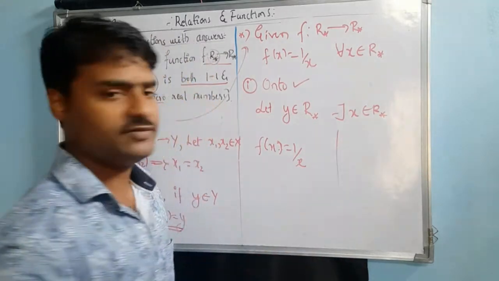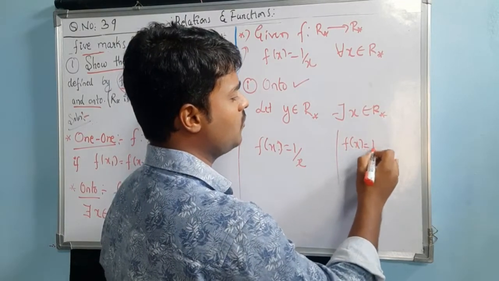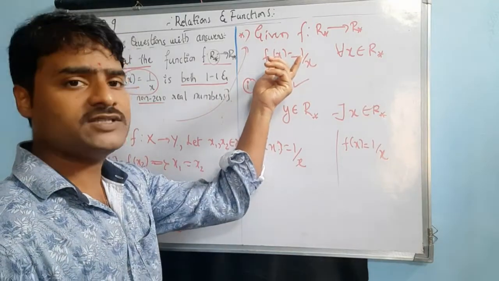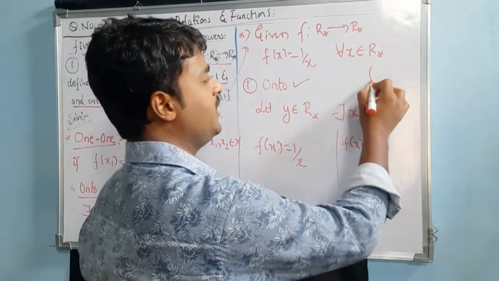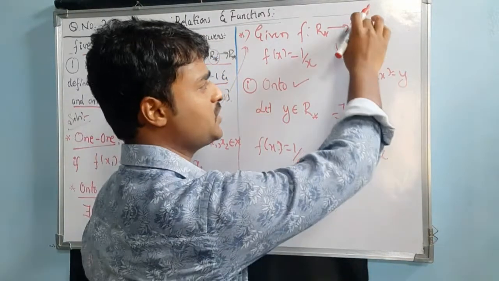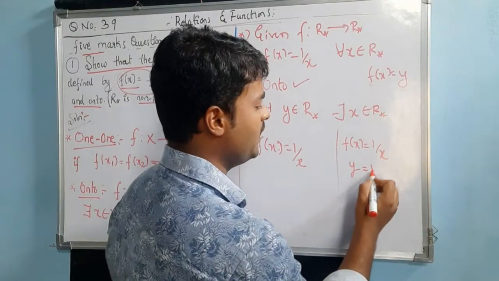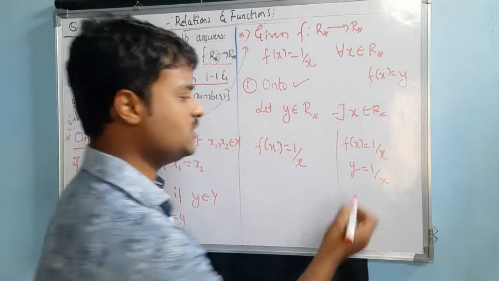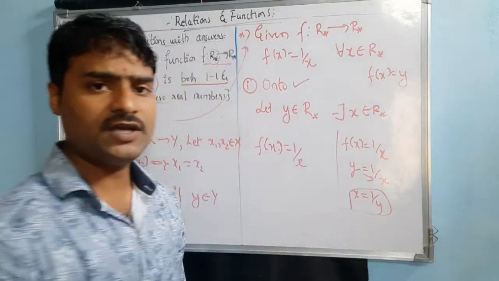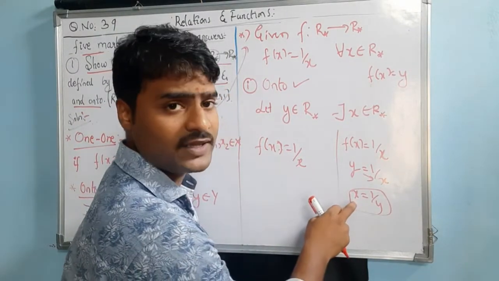So see here, f of x equals 1 by x. As for the function, I always write f of x equals y, because y is the function value here. So write this: f of x equals y, which is nothing but 1 by x. So just replace here. So x is nothing but 1 by y. Just substitute x in terms of y.